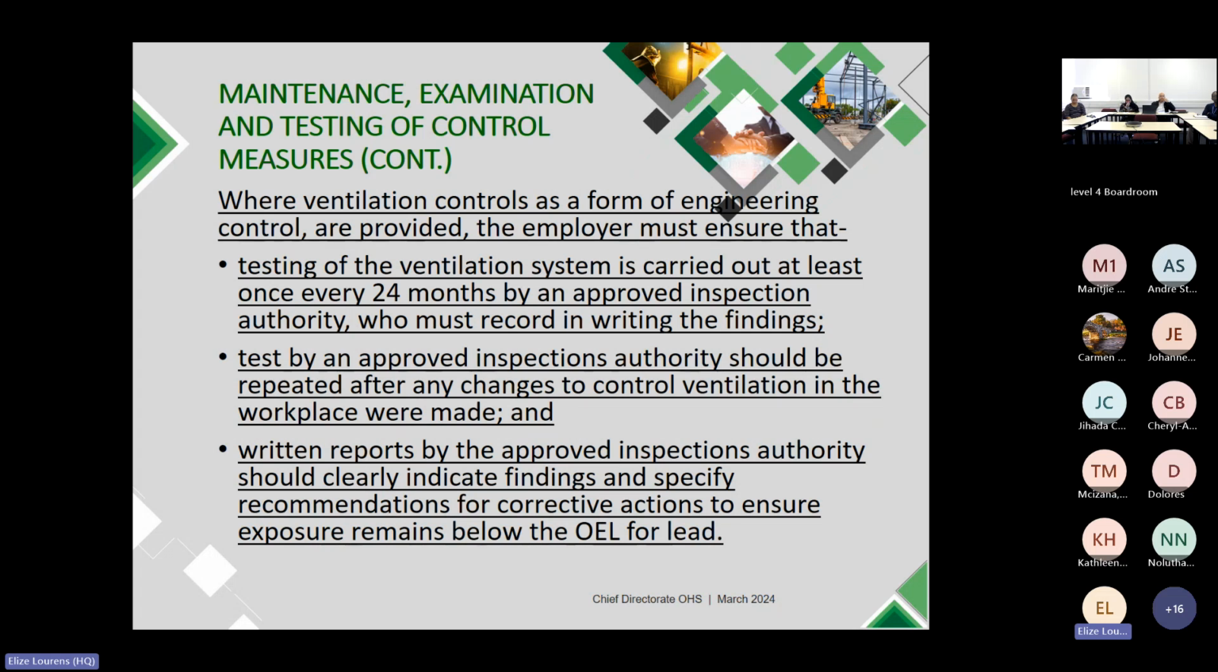Here we have the hygienist involved in this matter, and they must record their findings in writing. Tests by approved inspection authorities must be repeated after any change to the control. So if there's an addition or a new outlet or a new filter being used, the test must be repeated. Written reports by the approved inspection authority shall clearly indicate findings and specify recommendations for corrective actions to ensure exposure remains below the OEL for lead.